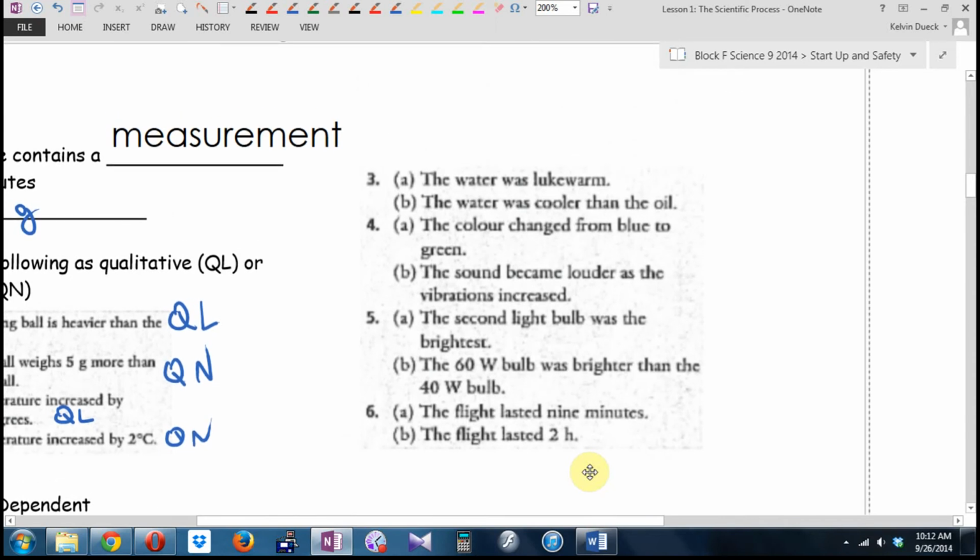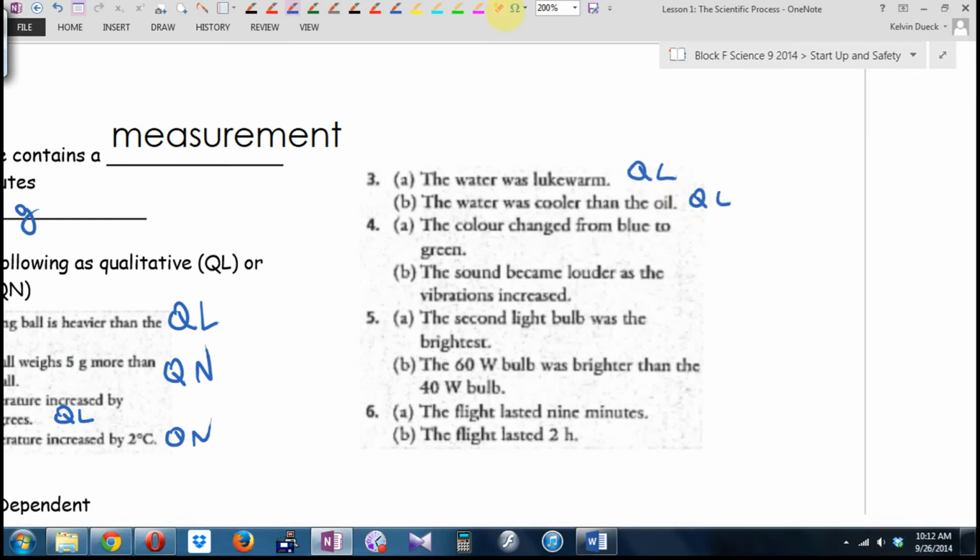A, the water was lukewarm. B, the water was cooler than the oil. This is a trick question. Which one of those is measured? Which one of those has specific values? None of them. These are both qualitative. You're comparing, but you're not measuring. Yeah, qualitative.